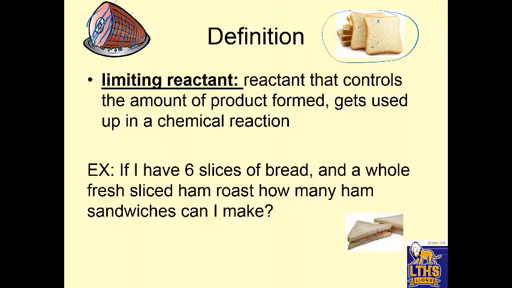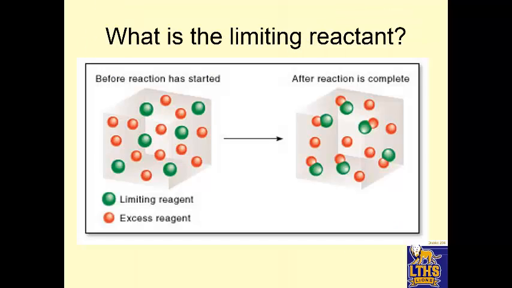All right, so you'll only be able to get, did I say 4? 3 ham sandwiches because the bread will run out first. So we call the ingredient that runs out first the limiting reactant, and then we use the limiting reactant to figure out how much product we should get. Okay, so you can think of this in terms of atoms.